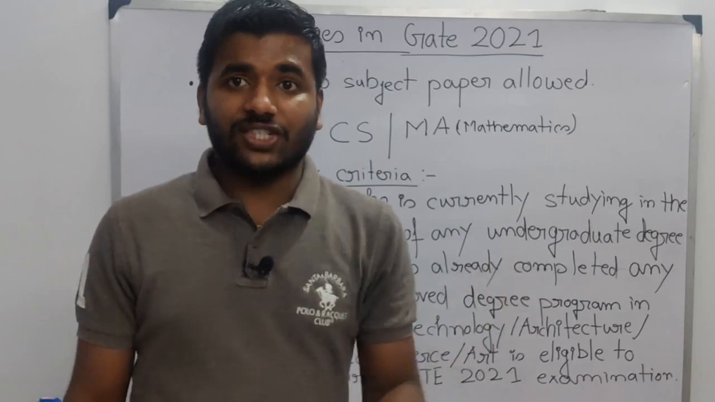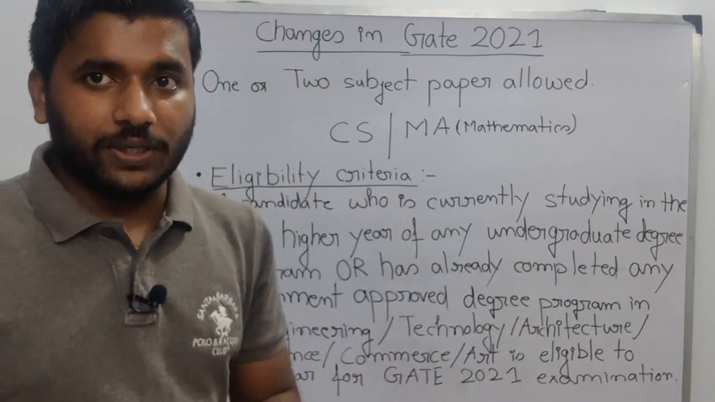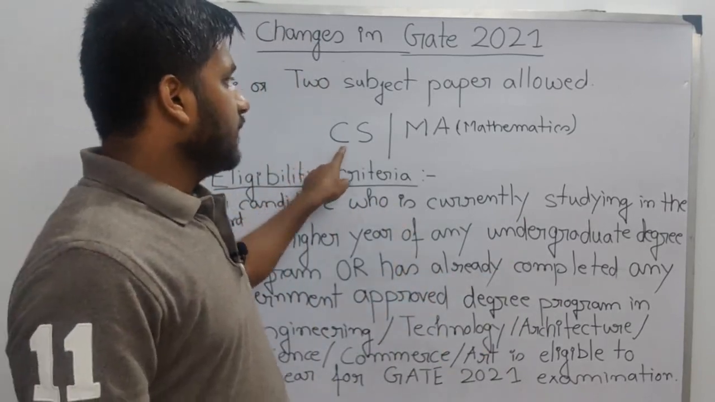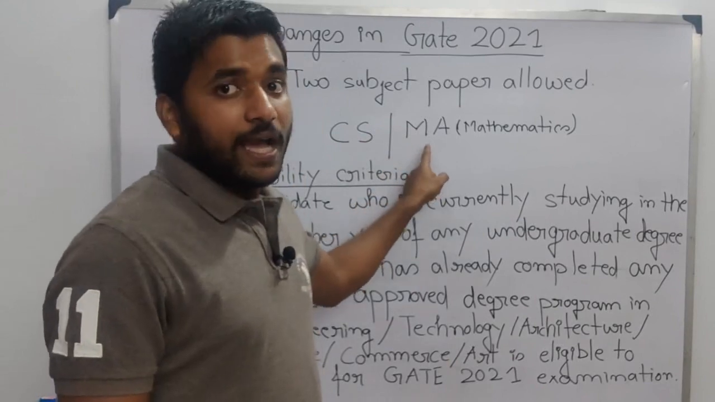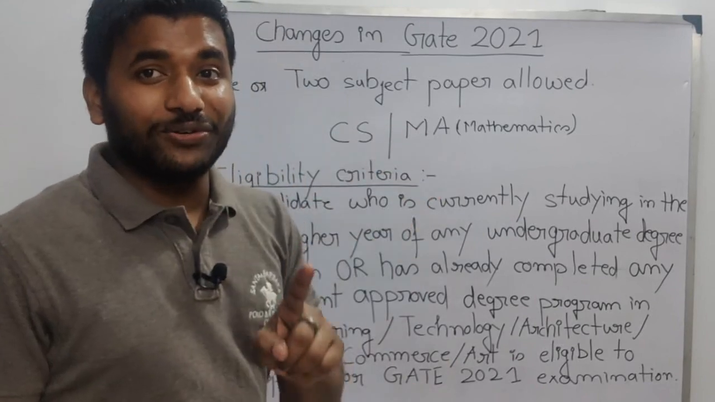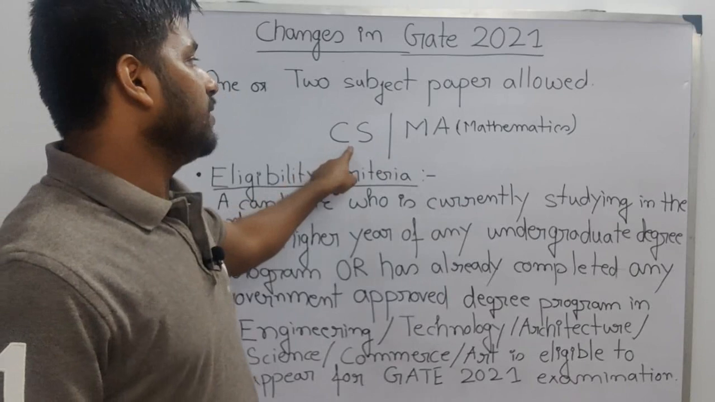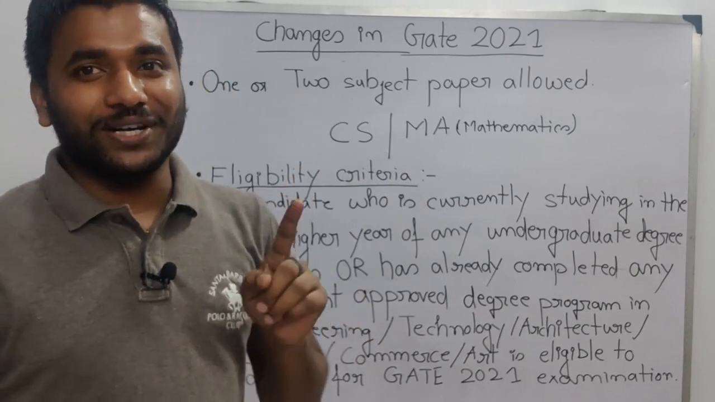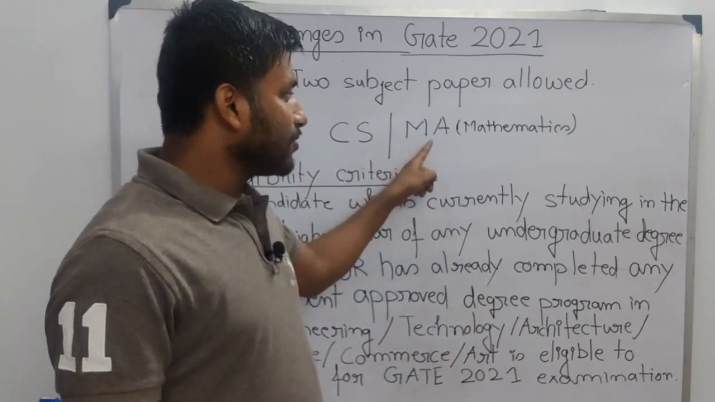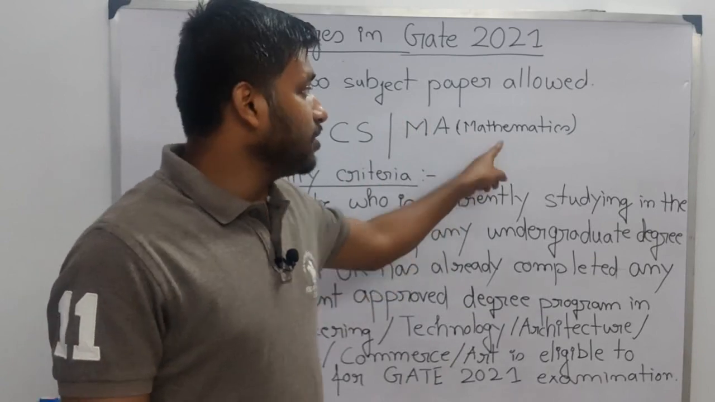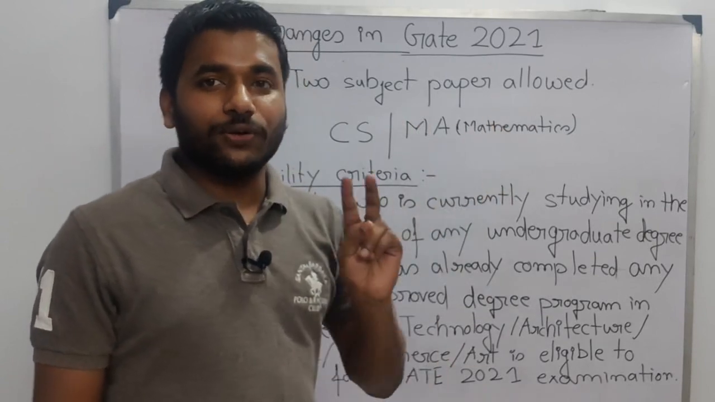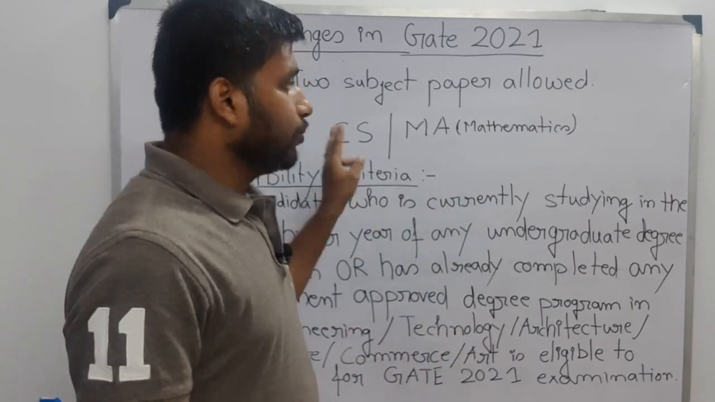So they have given a chart: if your first paper is CS, then for the second paper you can choose mathematics. And for each paper they are going to take some fee. If for CS the general category fee is 1,500, then for MA it is also 1,500. MA means mathematics. So totally, if you select two papers, it is going to be 3,000.